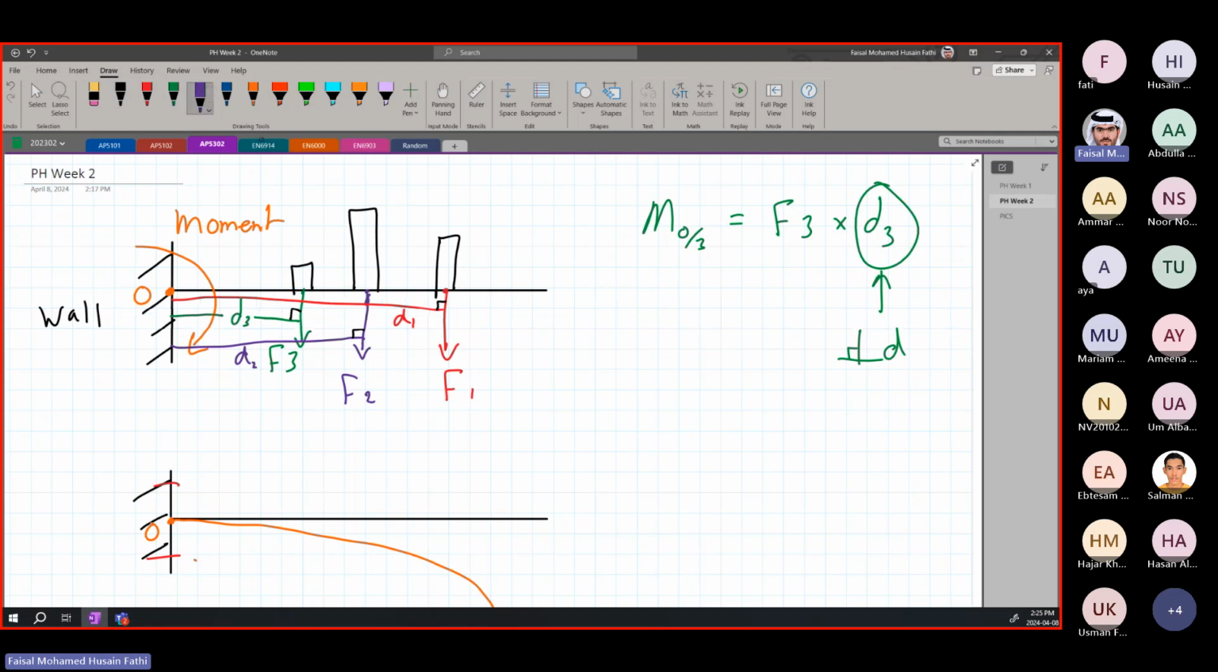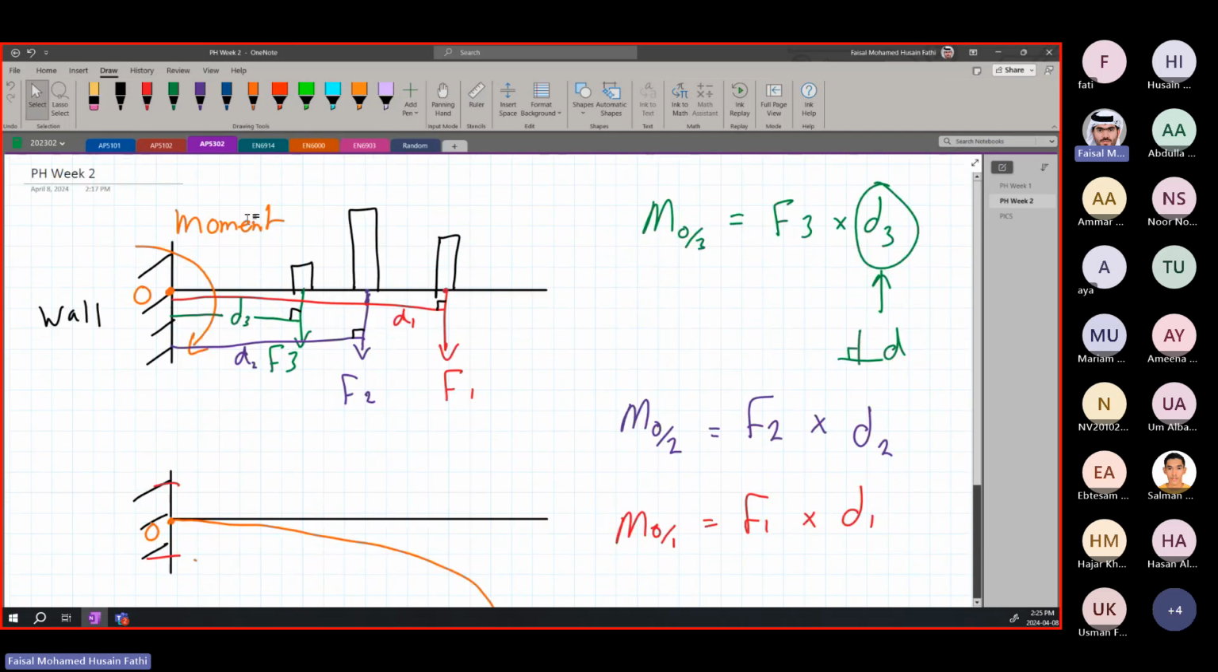The same thing will be the moment about O, around point O, for force number 2. It is going to be equal to force times the perpendicular distance, which is D2. And the same thing is again correct for the moment of 1, which is the force of 1 times the perpendicular distance D1. Okay? So it has to be the perpendicular distance.